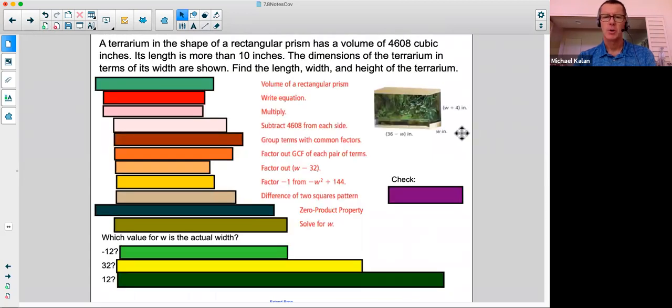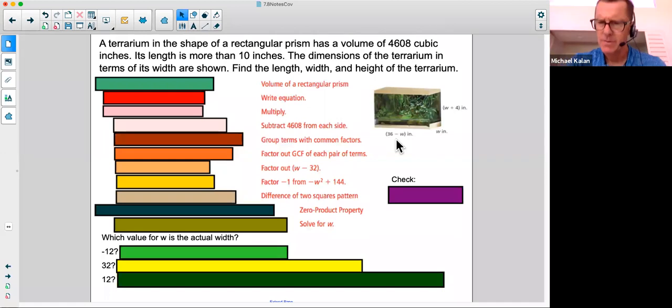All right, a terrarium in the shape of a rectangular prism has a volume of 4,608 cubic inches. Its length is more than 10 inches. The dimensions of the terrarium in terms of the width are shown. Look at the diagram. We have 36 minus W inches, W inches, and W plus 4 inches.